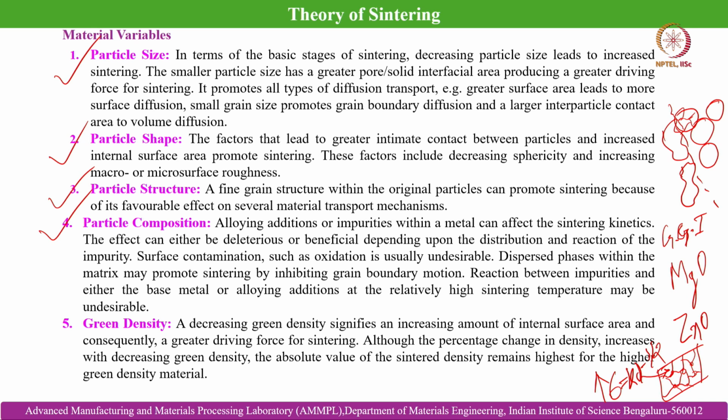So the reaction between impurities and either the base metal or alloying additions at the relatively high sintering temperature may be undesirable. Then number 5 is green density. A decreasing green density signifies an increasing amount of interfacial surface area, internal surface area, and consequently a greater driving force for sintering. Although the percentage change in density increases with decreasing green density, the absolute value of the sintered density remains highest for the highest green density material.